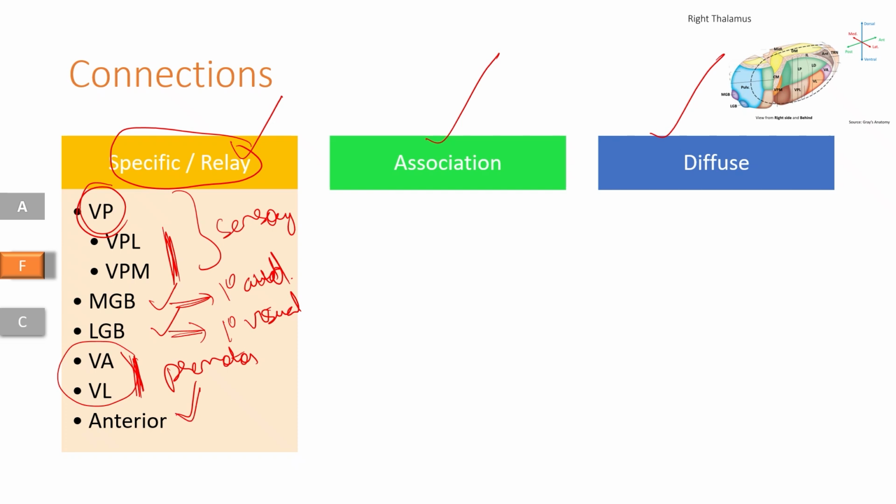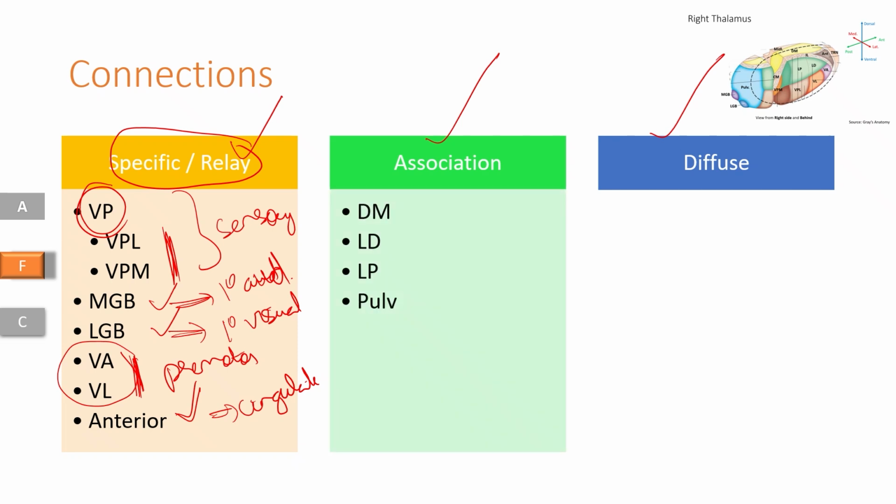Anterior nucleus is an important limbic circuitry because from the anterior nucleus, the fibers are going towards the cingulate gyrus. That's why it is part of the Papez circuit. From the mammillary body, you have a mammillothalamic tract, and from the anterior nucleus of thalamus, you have the fibers going towards the cingulate gyrus. So these are the typical relay nuclei.